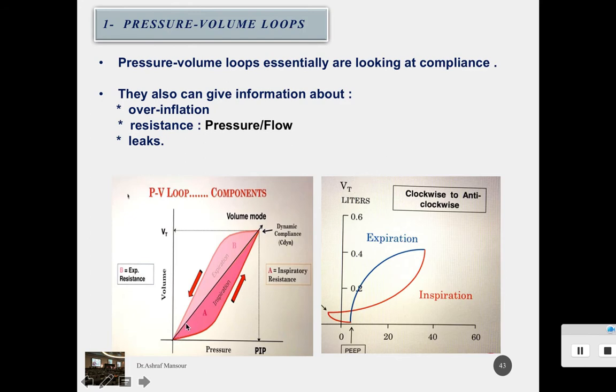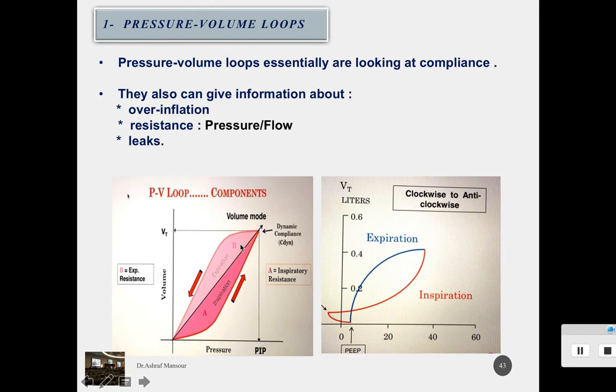which is drawn by this line, and the loop will show you the inspiratory curve, and then the expiratory, it is anti-clockwise, like that, anti-clockwise. It can reflect the inspiratory resistance from the curve down and the curve up reflecting the expiratory resistance. And here is the dynamic compliance, and it will show you how much volume change per pressure increase.